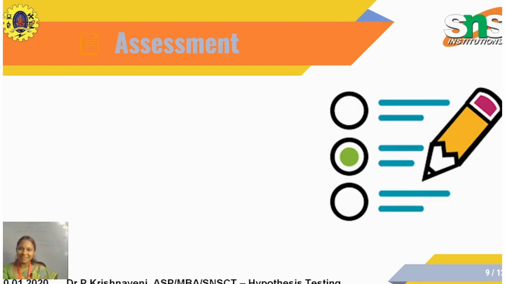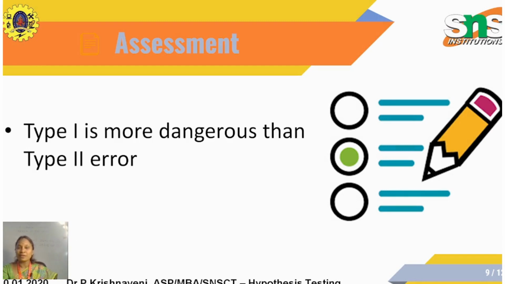Let us have a small assessment. We will check our memory, how far we are. Type 1 is more dangerous than type 2 error. Is it true or false? It's false. Type 2 error is more dangerous than type 1 error. Though we have COVID and we get a negative result, it means we are spreading it to the entire world. That is more dangerous than type 1 error. So type 2 is more dangerous than type 1 error.